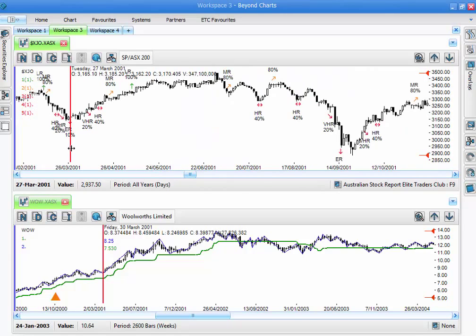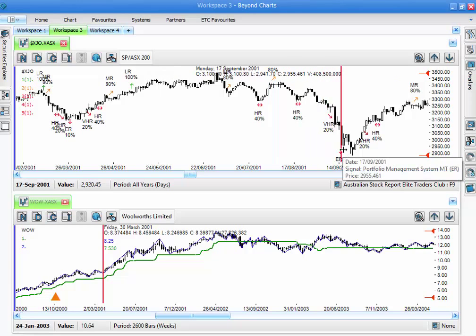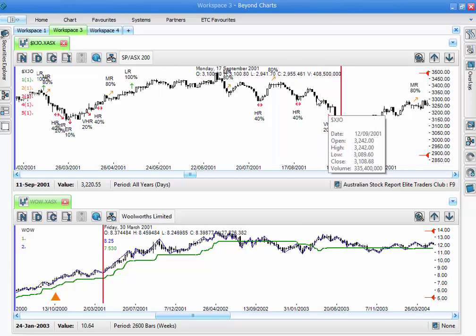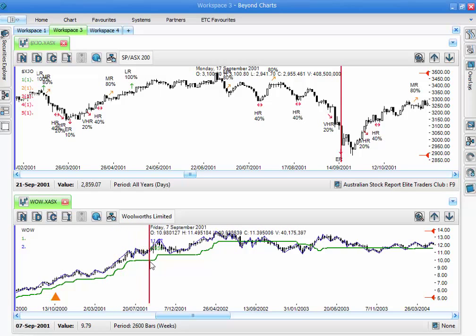In September time, 2001. Wow, the market really sells off very, very hard. Extreme risk territory again. So let's go forward to September of 2001. So here we are. That's the 7th, that's the 14th. So that's the end of the week on Friday the 21st of September 2001. So let's go through to... There we go. So we are in extreme risk territory, and Woolworths won't have anything to do with it.